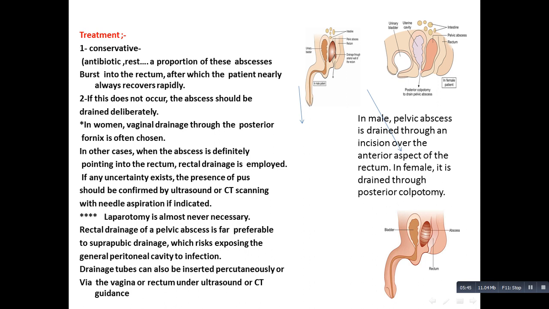If any uncertainty exists, the presence of pus should be confirmed by ultrasound or CT scan guidance. Laparotomy is almost never necessary in pelvic abscess. Rectal drainage of a pelvic abscess is far preferable to suprapubic drainage. A drainage tube is also inserted percutaneously, or through the vagina or the rectum, under ultrasound or CT scan guidance.